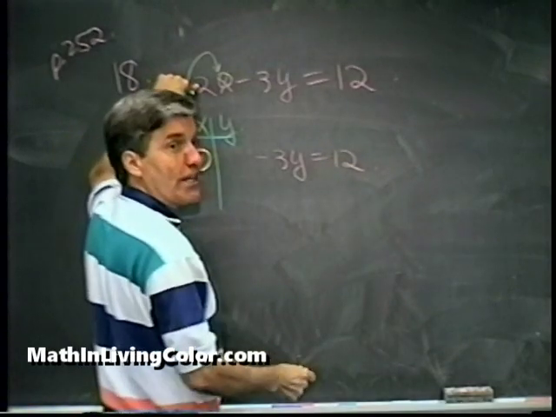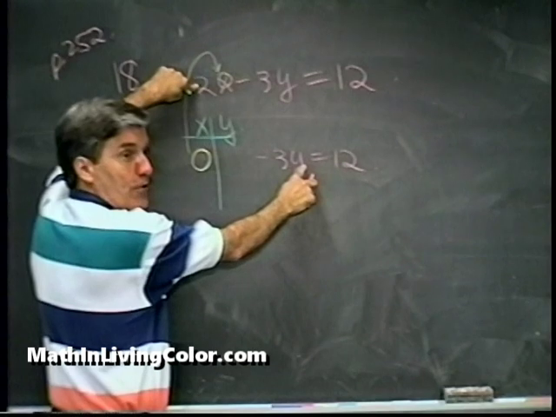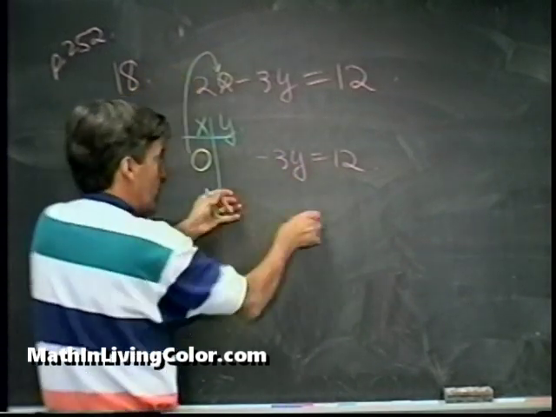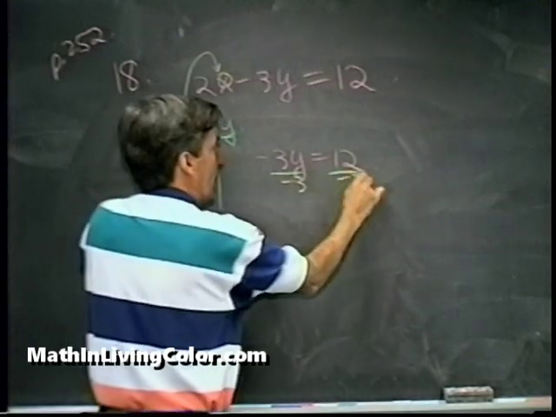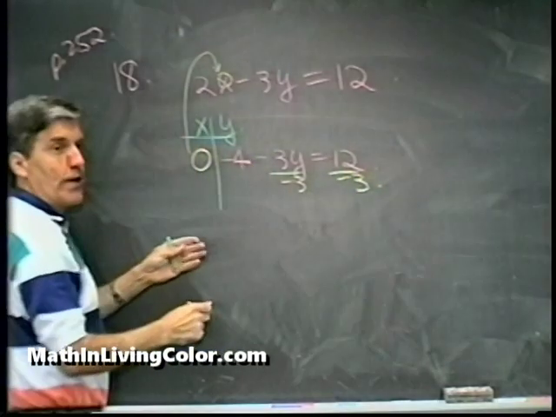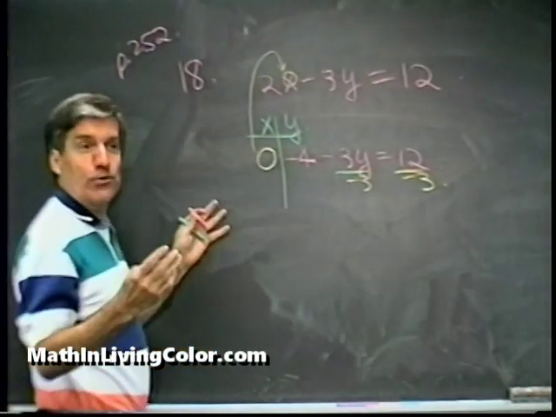So what does y equal? Divide both sides by negative 3, and you get y equals negative 4. Okay? Negative 4. So I get the point 0, negative 4. Now, what next do I need?